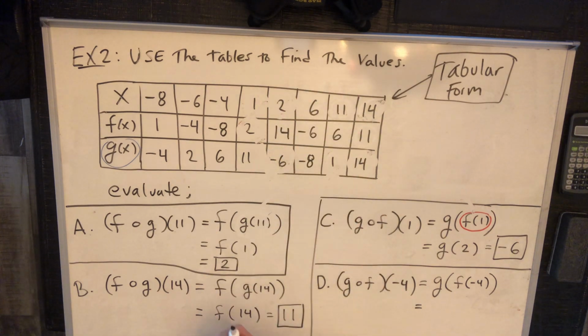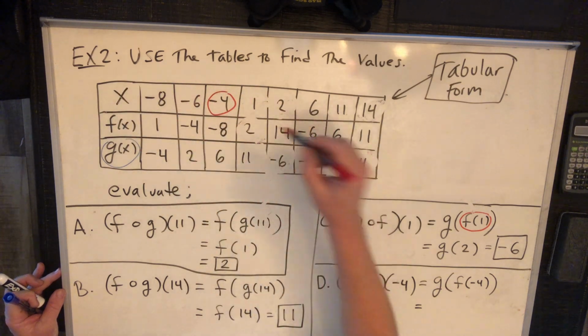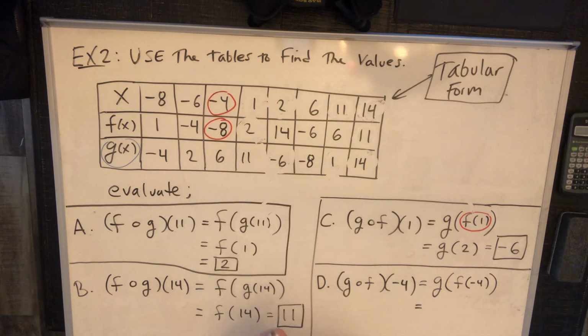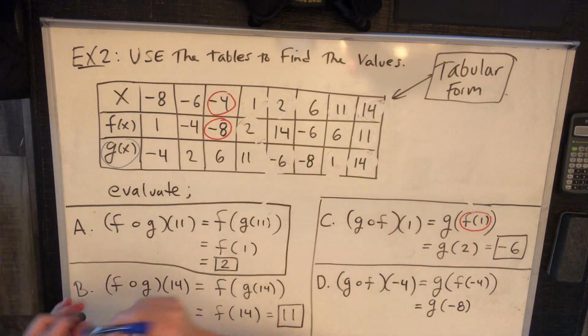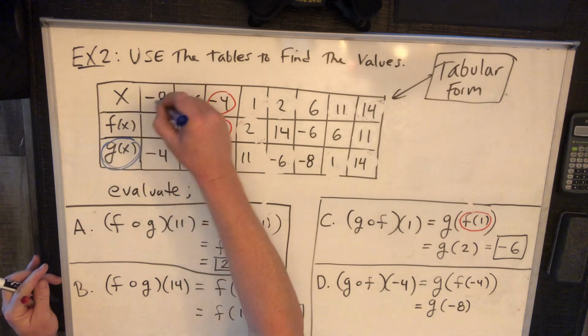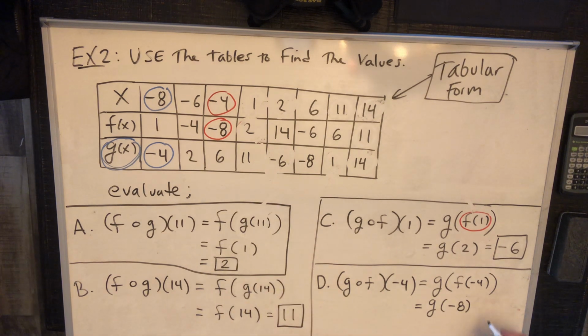So f of negative 4. We go to x equals negative 4, find the f value. The f value is negative 8. So f of negative 4 becomes negative 8. And then we find our g function at negative 8, and that gives us negative 4. So that is the tabular form of evaluations.